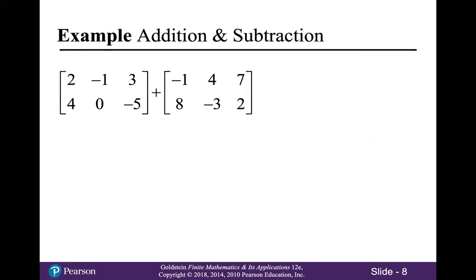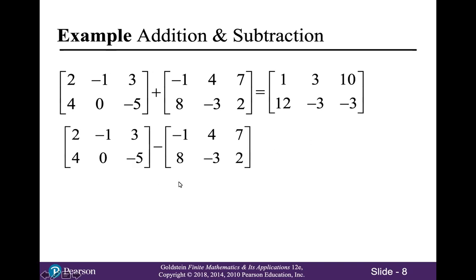All right, so here's an example. We can add these two matrices since they have the same size. So the first couple of entries in the sum of these two matrices would be 2 plus -1, which is 1, -1 plus 4, which is 3. And continuing on in that manner, you would get the matrix 1, 3, 10, 12, -3, -3.